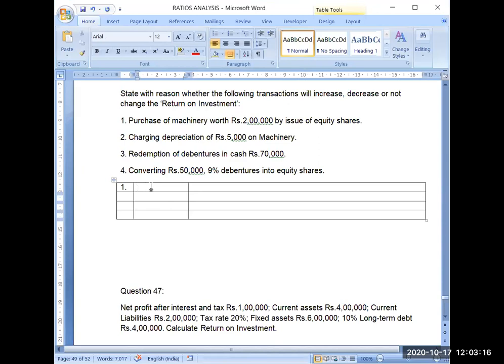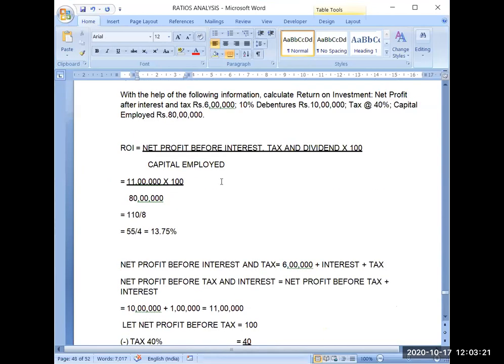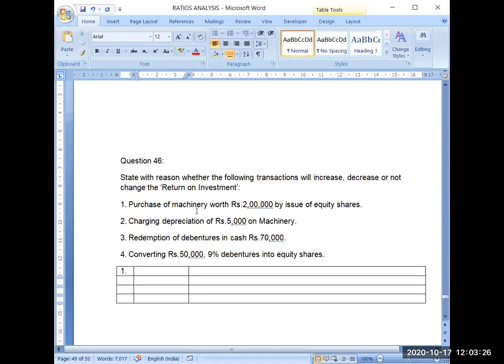You have to check its effect on two variables. One variable is profit before interest, tax and dividend, and then capital employed. Now if you are purchasing machinery, it will not affect your profit. But because you are issuing equity shares, your capital employed will increase because your equity share capital will increase. That's why your denominator will increase, and because only the denominator is increasing, your ratio will decrease.